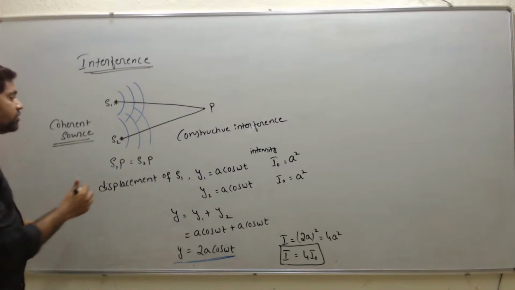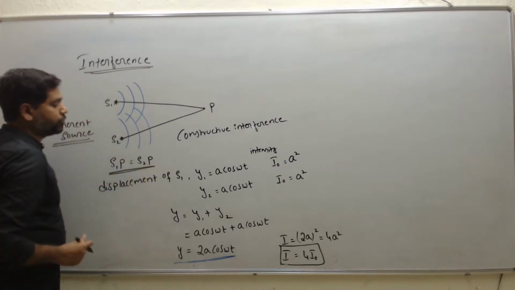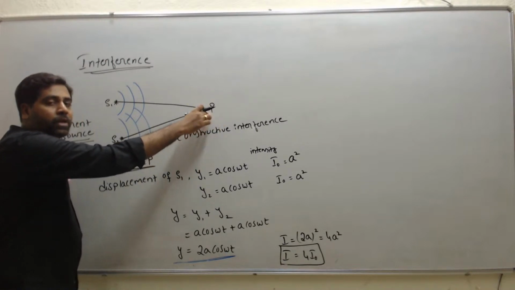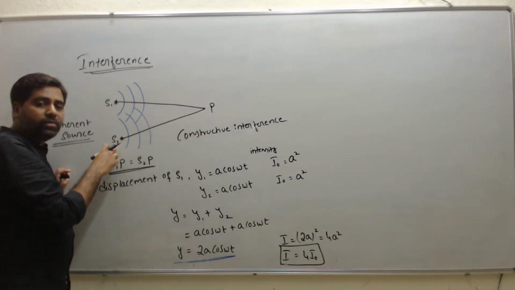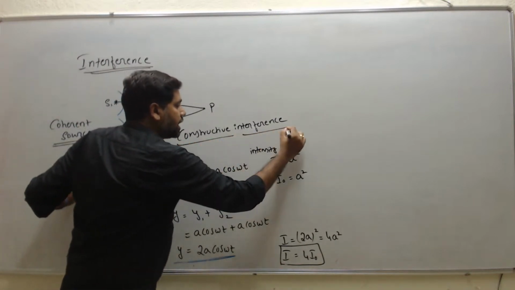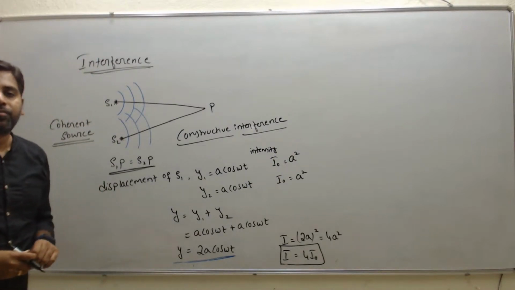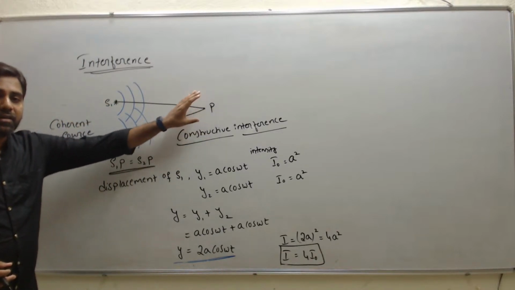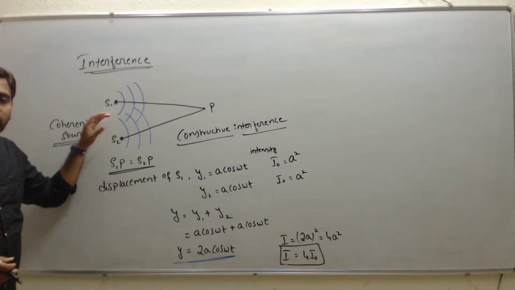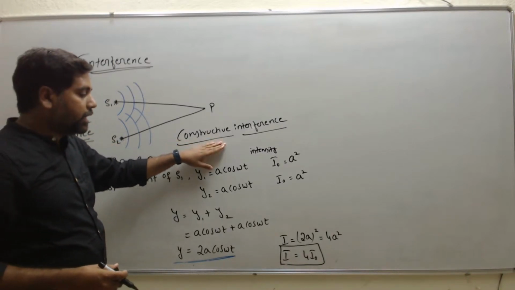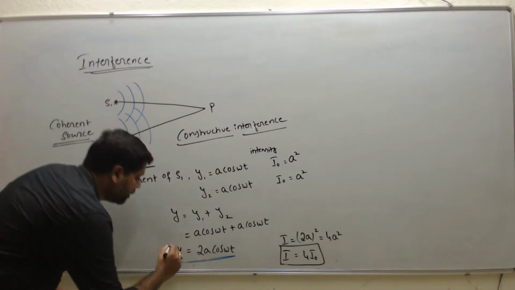When the point which we are considering in the medium is at the same distance from these two sources, then the interference we call constructive interference, right? So this is the first case: the point P which we are considering is at the same distance from these two sources, and we get constructive interference.